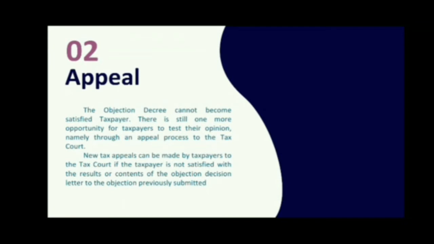Number 2, appeal. If the objection decree leaves the taxpayer unsatisfied, there is still one more opportunity for taxpayers to test their opinion, namely through an appeal process to the tax court. A tax appeal can be made by taxpayers to the tax court if the taxpayer is not satisfied with the results or contents of the objection decision letter on the objection previously submitted.